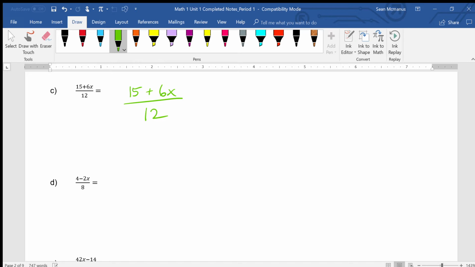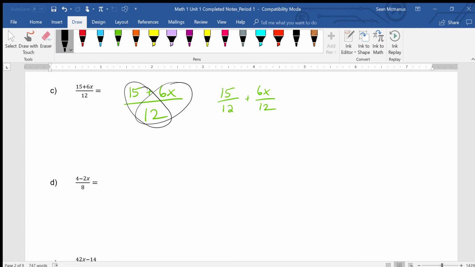So if I take that expression right there and split it into two terms, I would end up with one here and one there. I'm going to keep the same sign in the middle. So I would end up with 15 over 12 plus 6x over 12. 15 and 12, they have a common factor that would be 3.